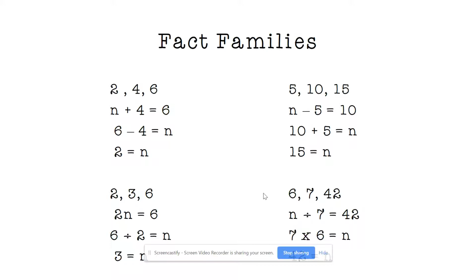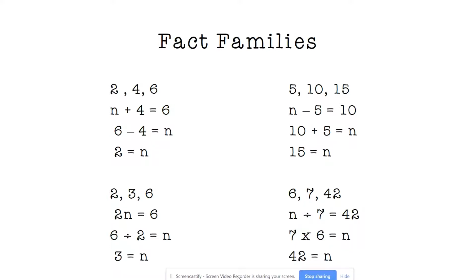So, how to solve an equation? We're going to start with fact families to guide you through it. In here, we have fact family 2, 4, 6. We have n plus 4 equals 6. And we're trying to figure out the value of the variable n. So, in here, we know that we're adding two numbers to get to 6, but we also can write 6 minus 4 equals that number that we don't know. So 6 minus 4 equals 2. So my variable n is going to be equal to 2.